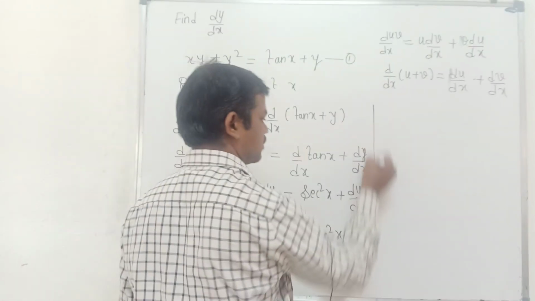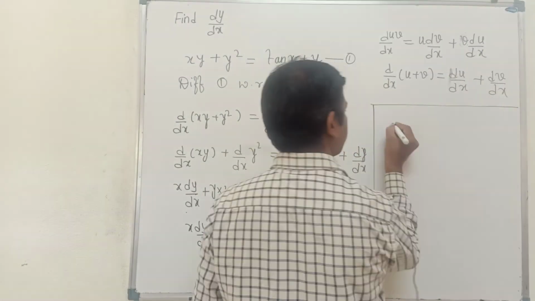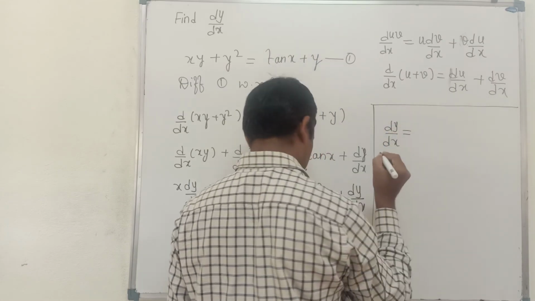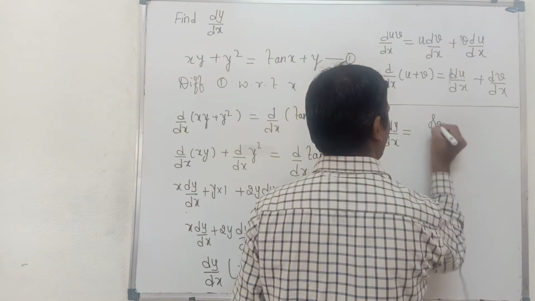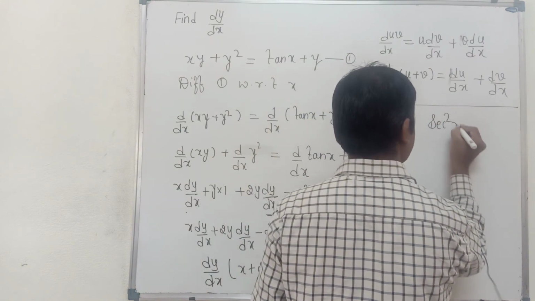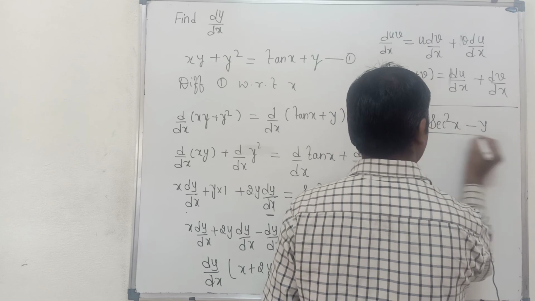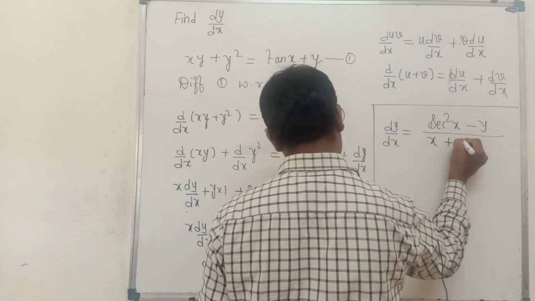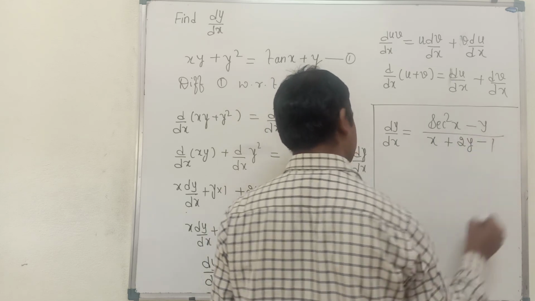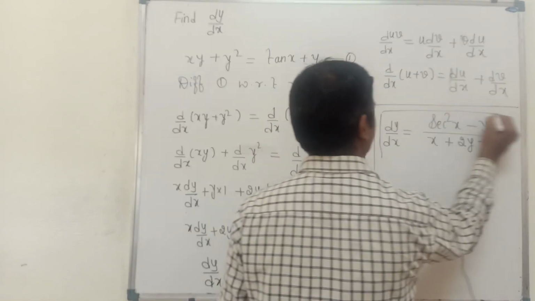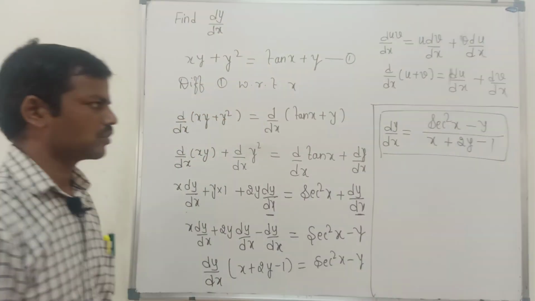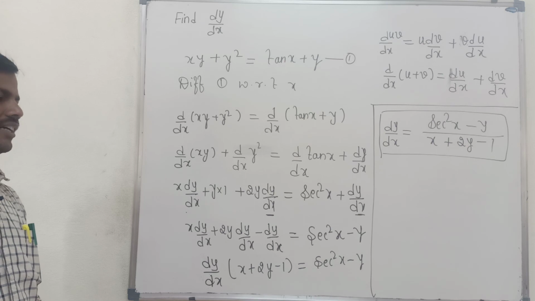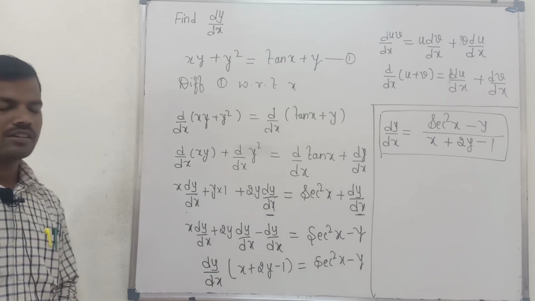Next, dy by dx is equal to sec square x minus y divided by x plus 2y minus 1. So this completes the derivative of the given function.